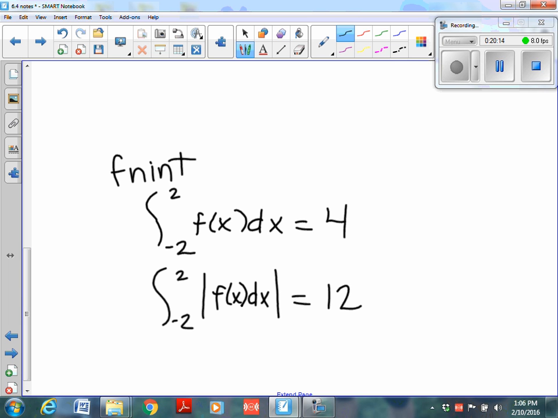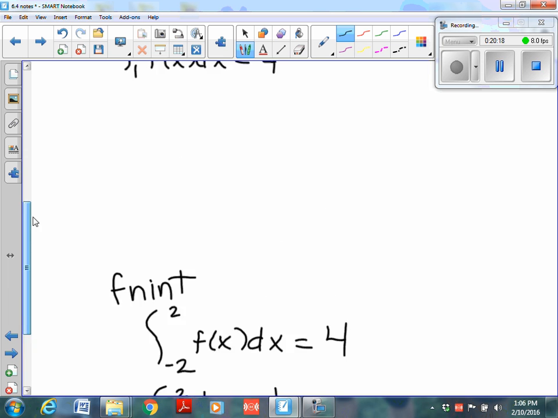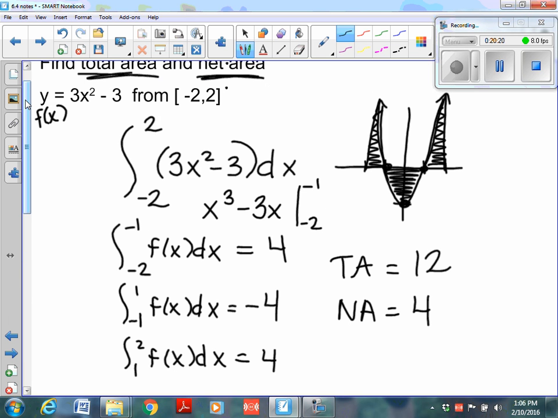Pretty slick, isn't it? Because everything that was negative got flipped. Everything that was negative flipped up to positive, and these would all be positive numbers. That's pretty slick if you know how to use that on your calculator, right?